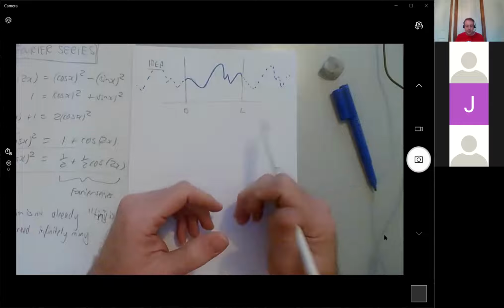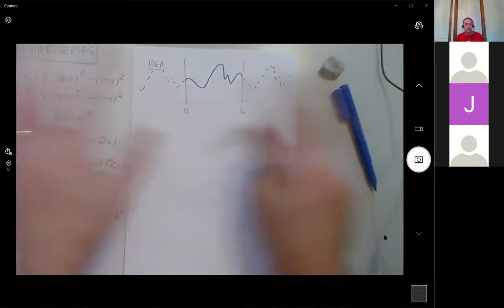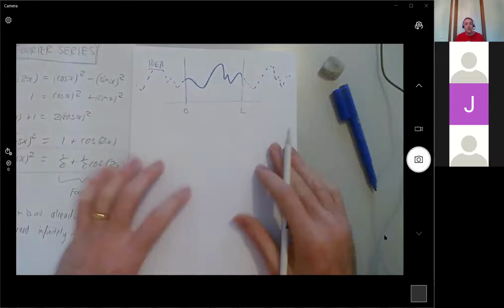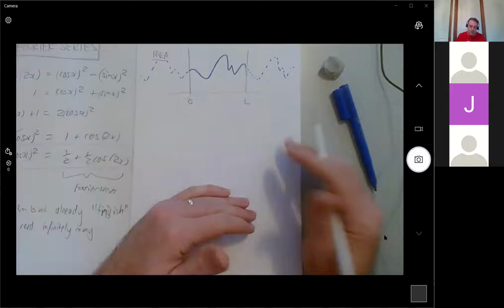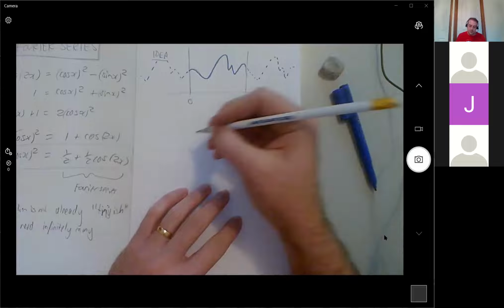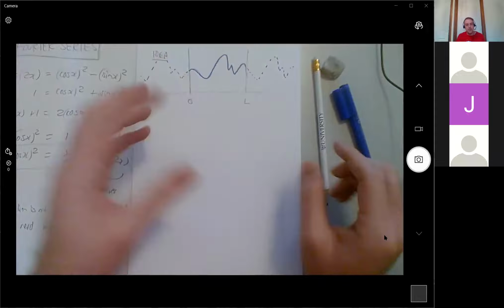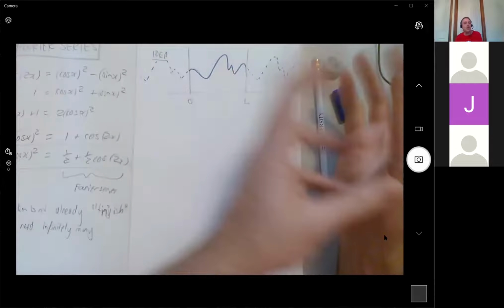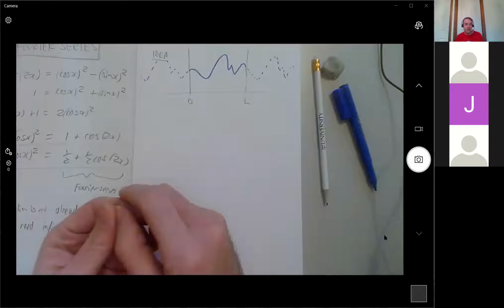So you get a choice to either just straight up repeat it as it is forever, and that's just an ordinary periodic extension, or you can make an even periodic extension or an odd periodic extension. So your choices are, you can make it even first and then make that block repeat over and over, or you can make it odd first and then make that block repeat over and over.